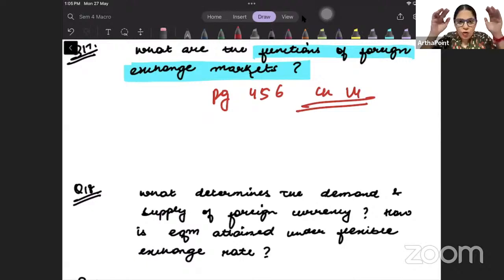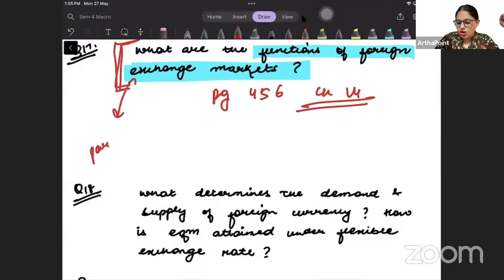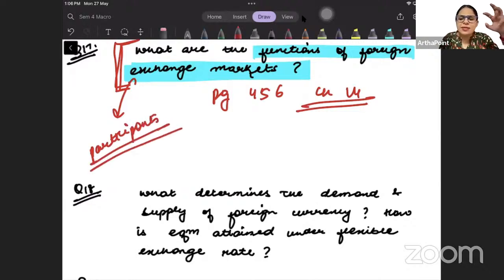You have to tell all functions. And if this question comes for more marks, then you also have to tell all the levels of transactors or all levels of participants. Right? Sometimes it can be asked as a separate question also. So you need to go ahead and tell all levels of participants.